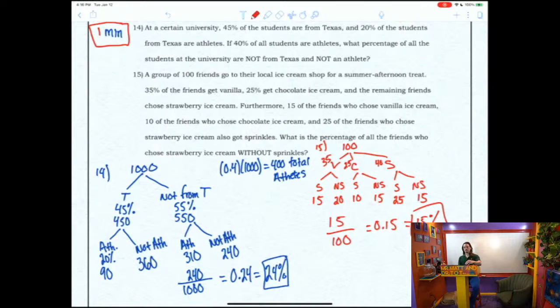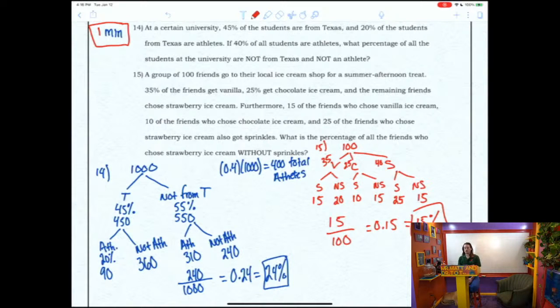Okay, so number 14, at a certain university, 45% of the students are from Texas and 20% of the students from Texas are athletes. So if 45% of, let's assume 1,000 students are from Texas, that means that 450 students are from Texas, meaning that 55% of the students are not from Texas, in other words, 550. Of those, 20% of the students from Texas are athletes. 20% of 450 is 90.